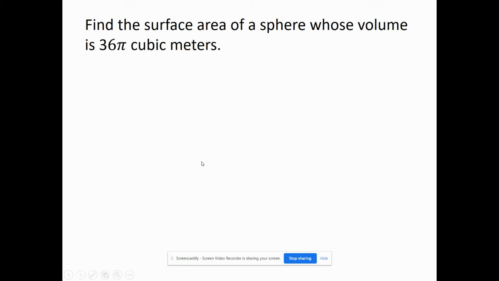Another problem, this is where we know two things about a sphere now. We know the volume is 4/3 pi r cubed, and we know surface area is 4 pi r squared. So I'm going to give you problems combining both of those. You know the volume is 36 pi, so we're going to plug that in for V into this formula, and then we have to solve this for r.